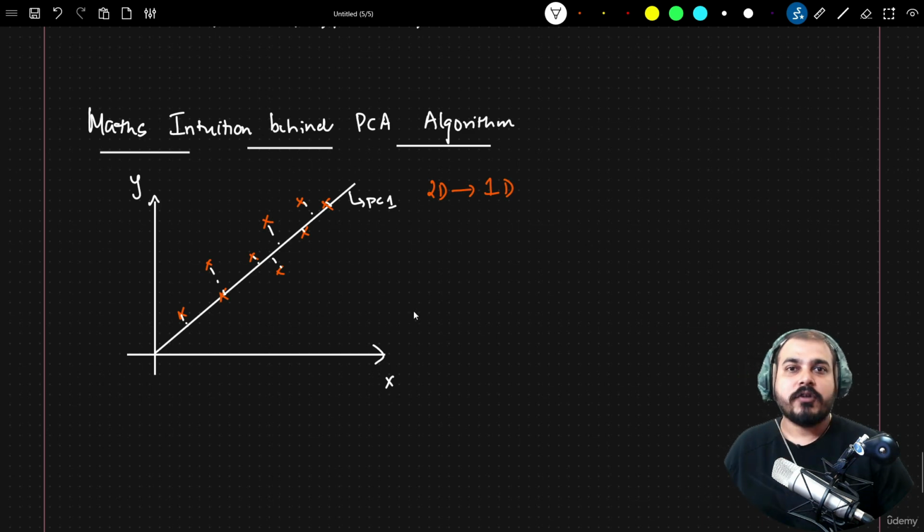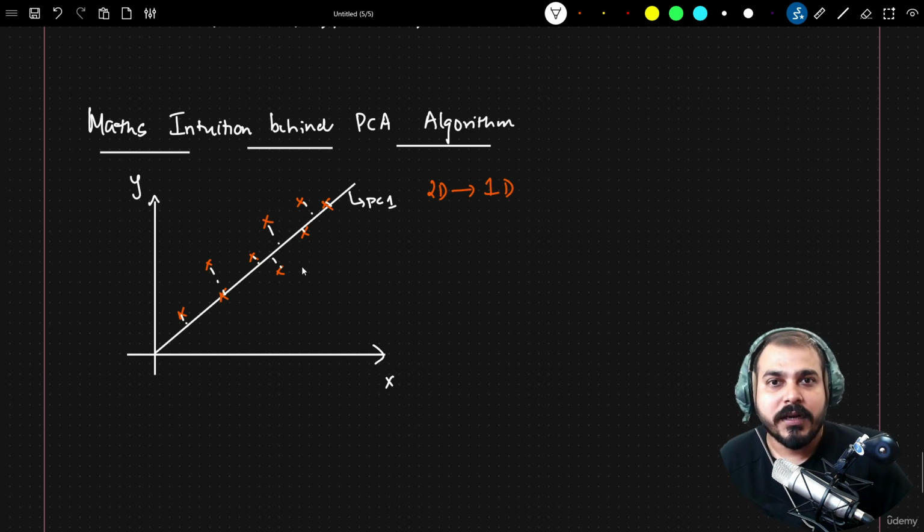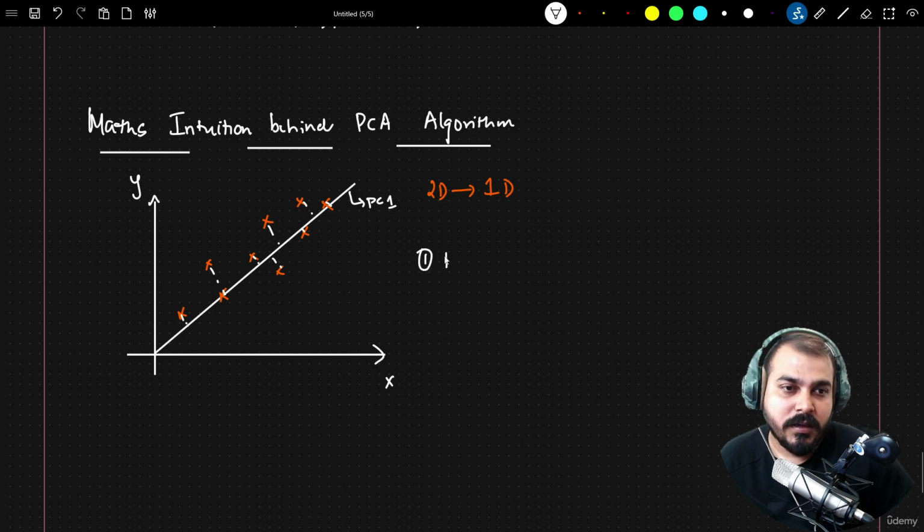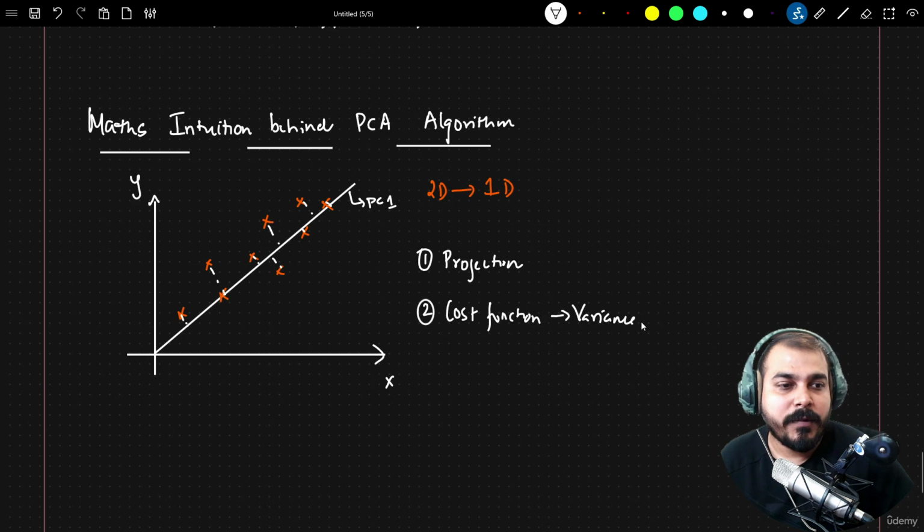Now, what PCA is actually going to do in order to come to this conclusion, whether this is the best or not, there are two important things. One is projections, and the second thing is the cost function that is related to the variance. Okay, so let's go ahead and discuss both of them.